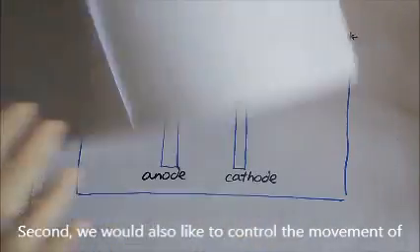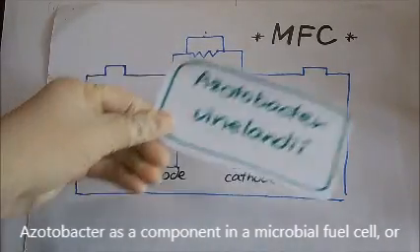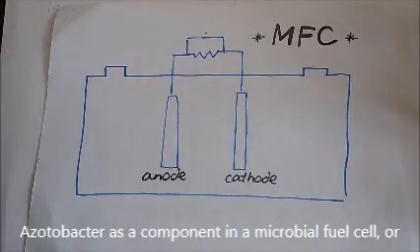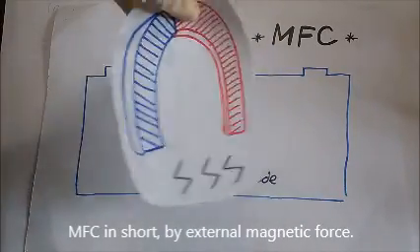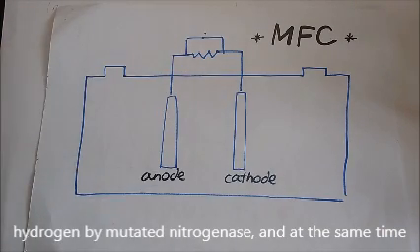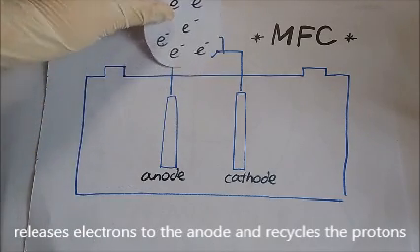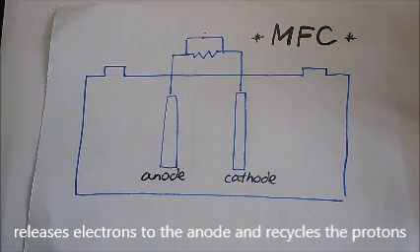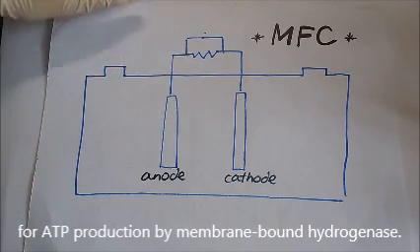Second, we would also like to control the movement of acetobeta as a component in a microbial fuel cell, or MFC in short, by external magnetic force. We have designed a self-sufficient system that produces hydrogen by mutated nitrogenase and, at the same time, releases electrons to the anode and recycles the protons for ATP production by membrane-bound hydrogenase.